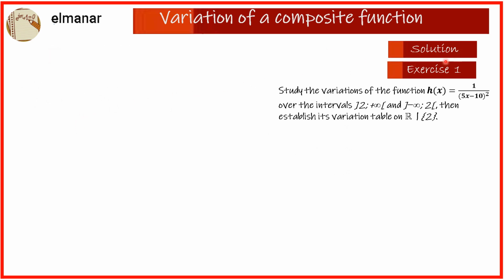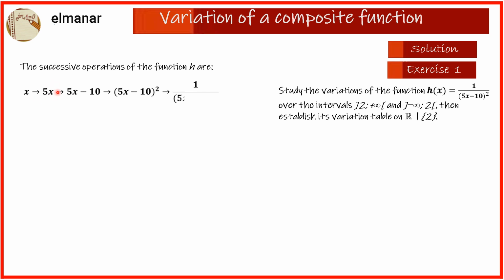Solution. Exercise 1. The successive operations of the function h are as follows. The variable x is multiplied by 5. 10 is subtracted from the result obtained. The new expression is then raised to the power of 2, meaning it is multiplied by itself. Finally, the inverse of this last value is taken, meaning 1 is divided by the expression obtained.